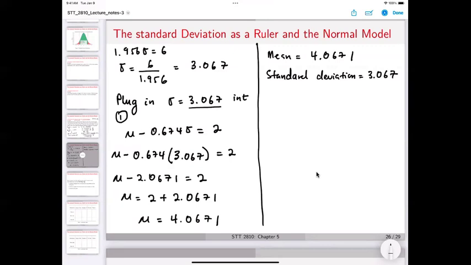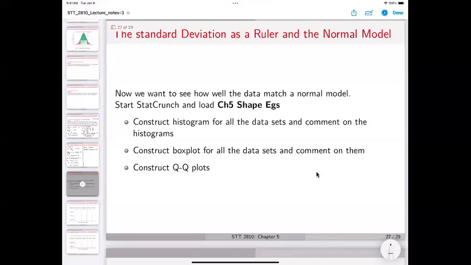So that is it for that one. Today, most of our work will be in StatCrunch. We are going to learn how to describe various distributions of data. So I want you to open StatCrunch and then load this data set.